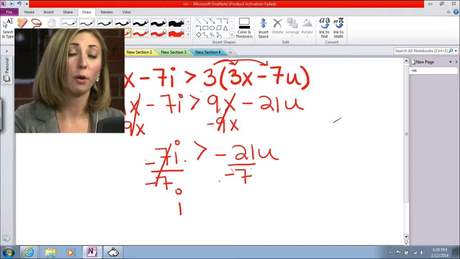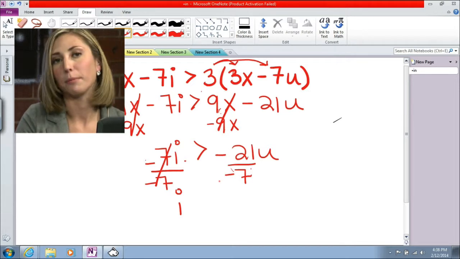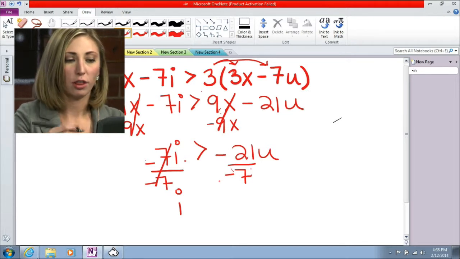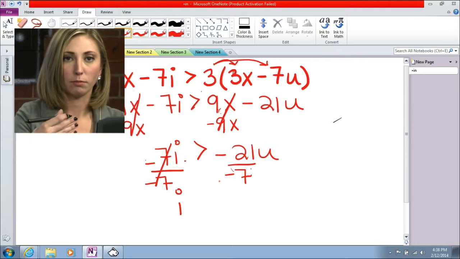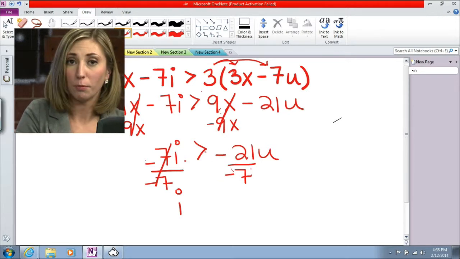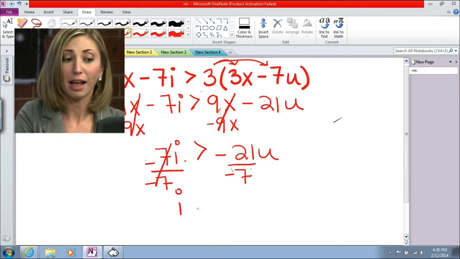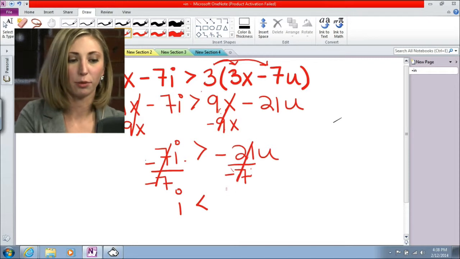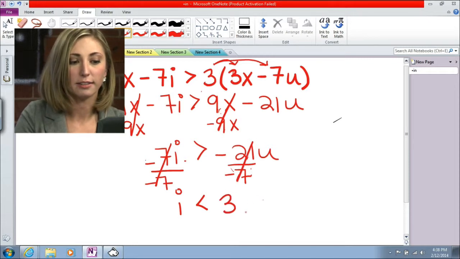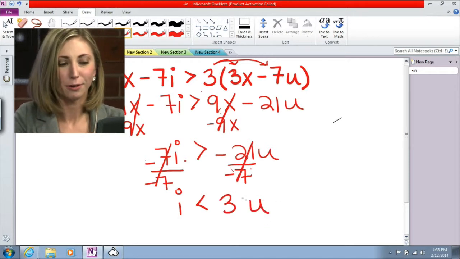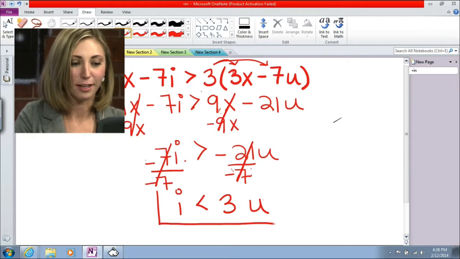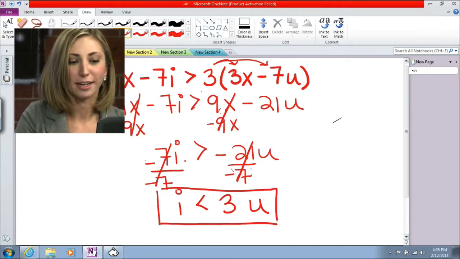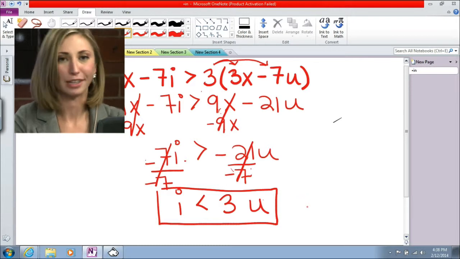And when we divide or multiply an inequality by a negative number, we have to switch the direction of the sign. And so instead of it being greater than, now it's going to be less than. So it says i less than, and now we have negative 21 divided by negative 7. It gives us 3. And so i less than 3u. So anyone who knows text speak, there we go. There's your nice little Valentine's Day math inequality.